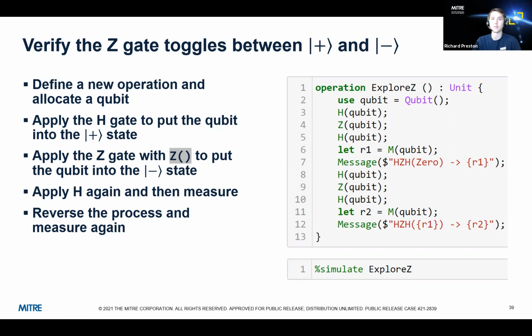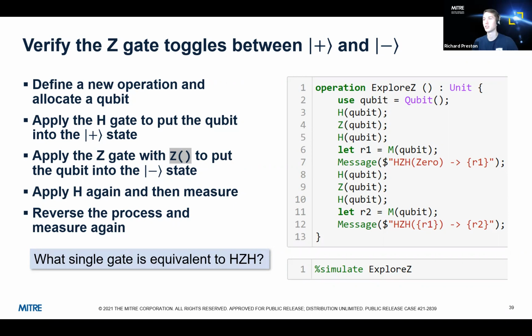So what do you guys get for this? I know you're probably typing. And while you're typing, here's the question. What single gate is equivalent to HZH? Yeah, X. It's the same thing.